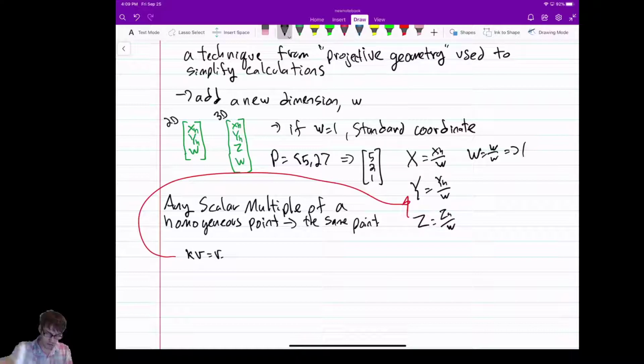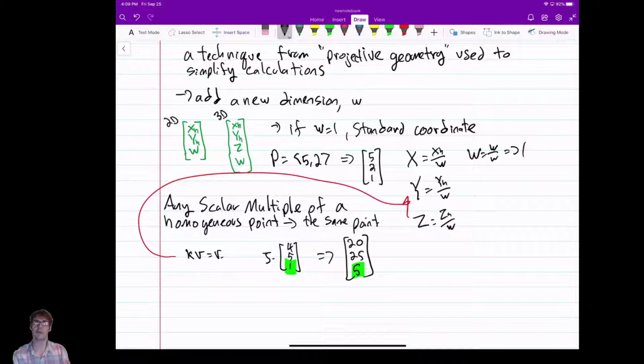Okay, so this is a really simple idea that seems to confuse people. Let me work through an example. I have a point 4, 5, and 1. And I'm telling you, any multiple of that point is the same point. So I'm going to multiply this by 5. That's 20, 25, 5. Because of our w's, these are the exact same point in space on the screen. You can treat them the same. And to go backwards, this is 20 over 5, this is 25 over 5, and this is 5 over 5. 4, 5, 1. It's the same point.